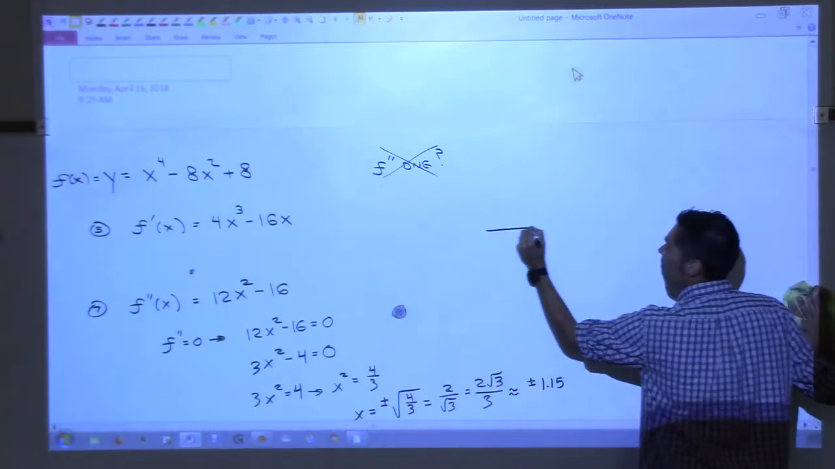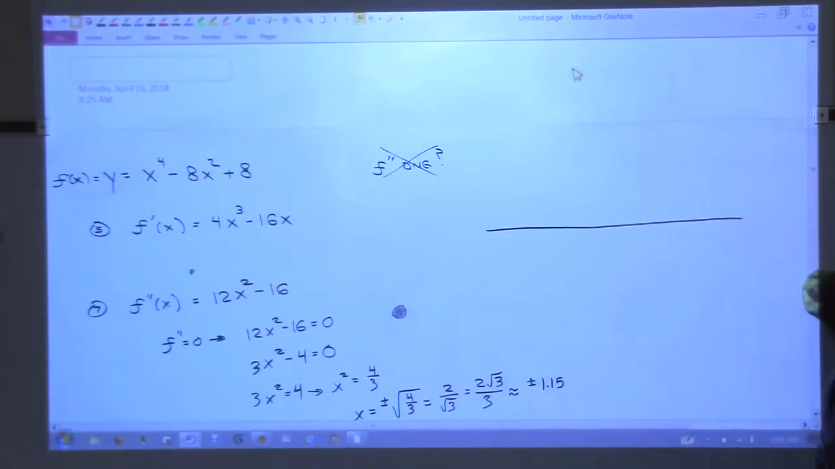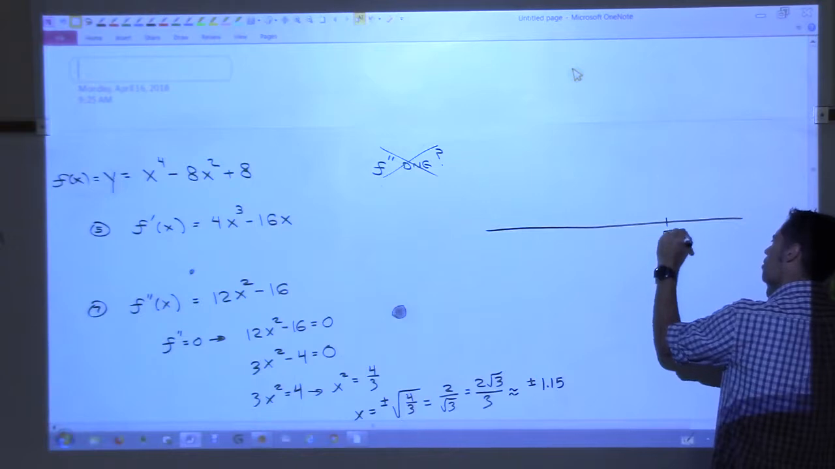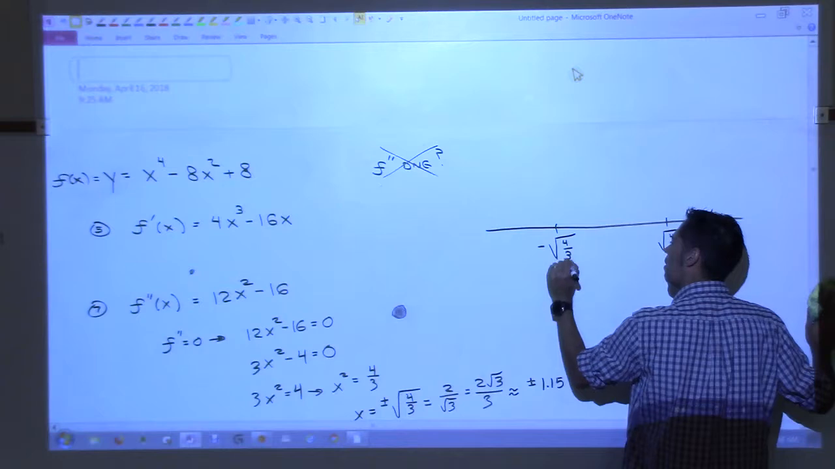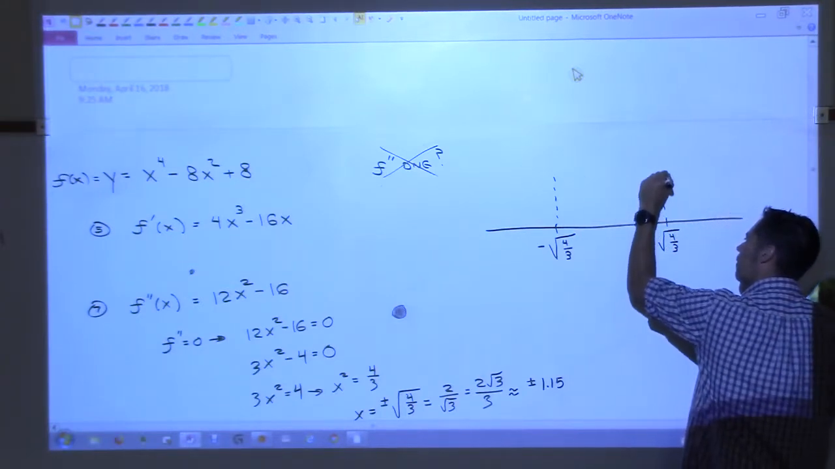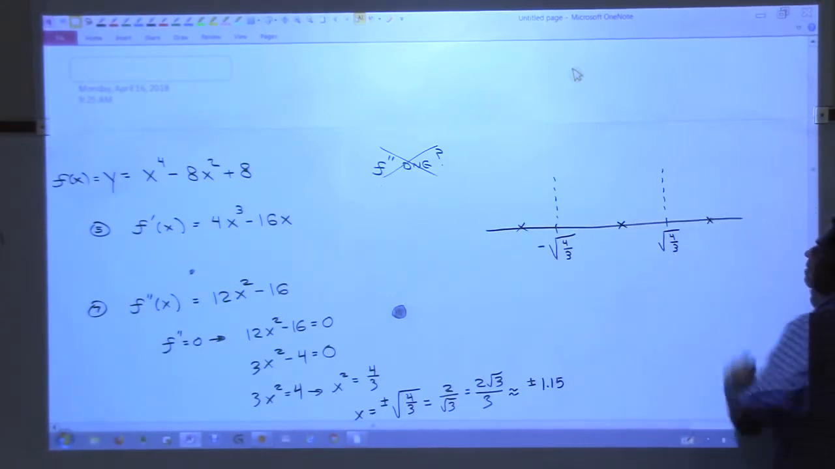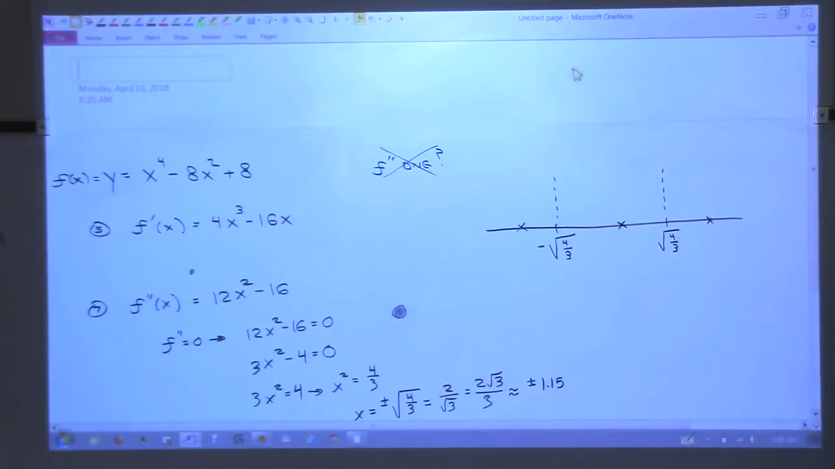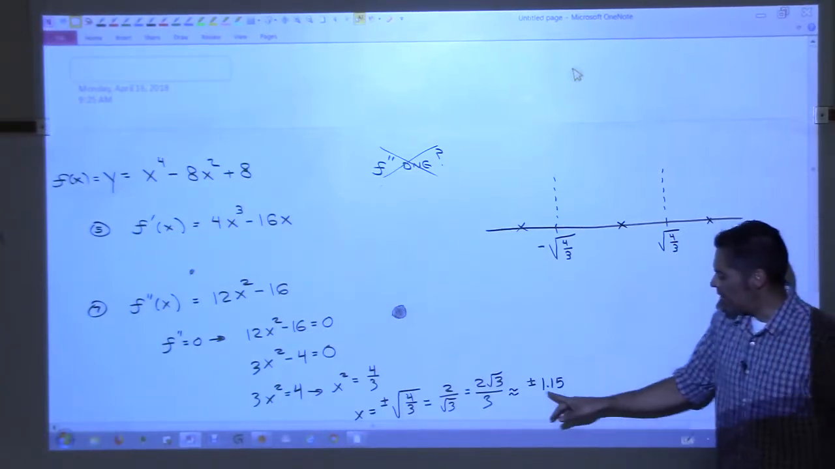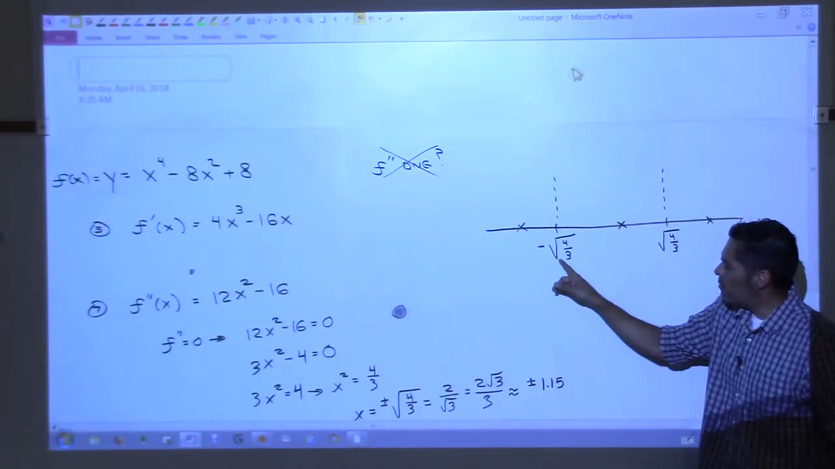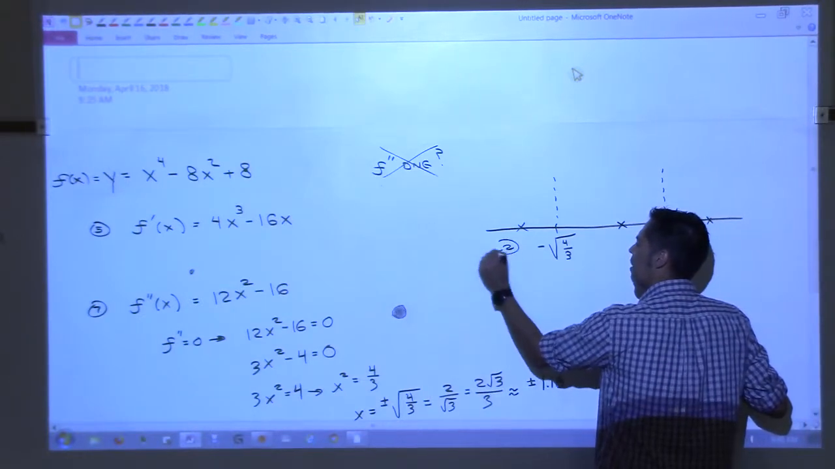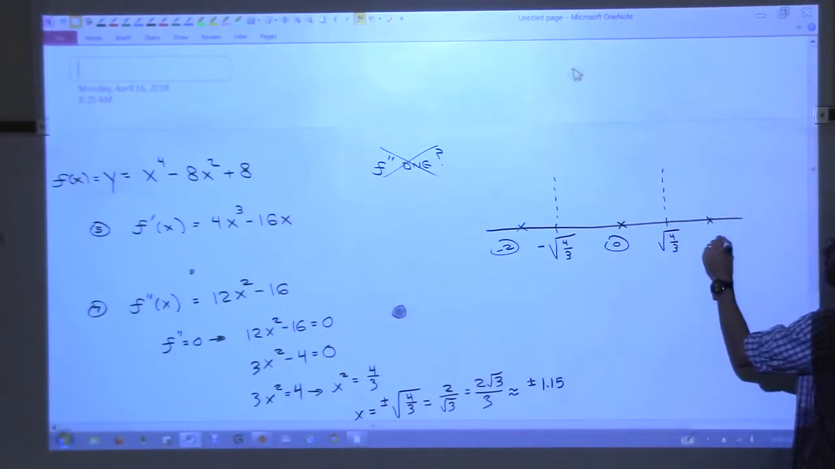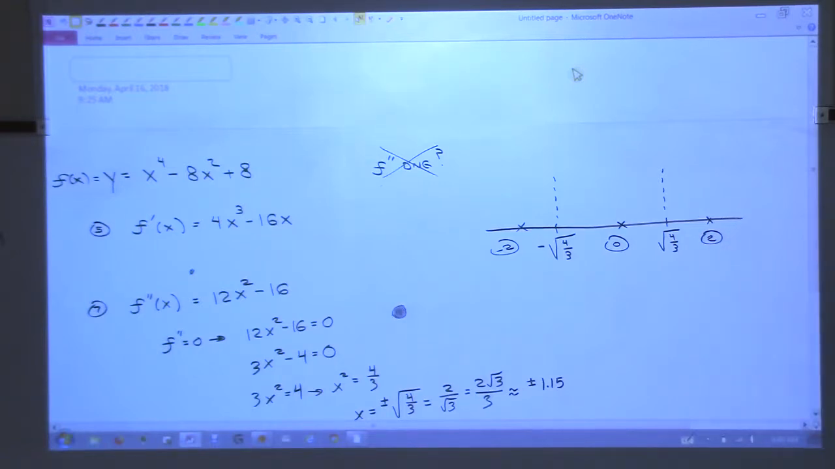So now I do a number line. Root 4/3 here. Negative root 4/3 there. Test, test, test. So this is where knowing the decimal helps, because 1.15, that's negative 1.15. That means you can pick like negative 2. It would be fine. Negative 2 here. 0 is a good one here. And 2. And where are these going? Into the second derivative. Go ahead and plug those in real quick.